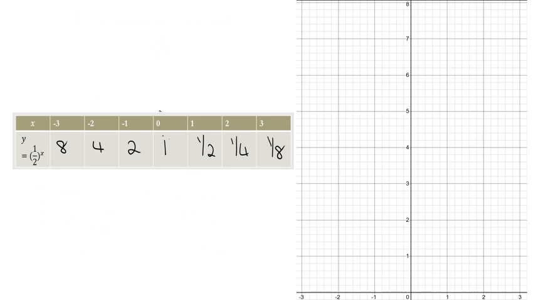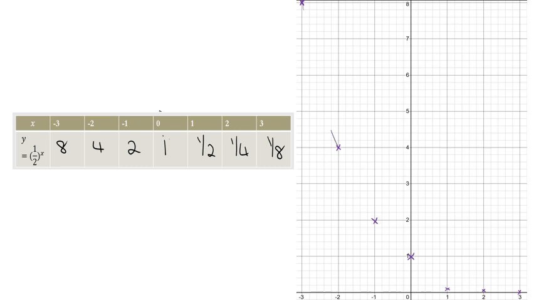Okay, so I'm going to attempt to plot this now. So if I start at -3, 8, and then I've got -2, 4, then I have -1, 2. Like with the graphs previously, it's going to cross over at 0, 1. Then 1, 1/2, so at 1 it crosses over at the base. 2 is 1/4, and then 3 is 1/8. Okay, so now I need to start connecting these up so I can have a look at the shape.